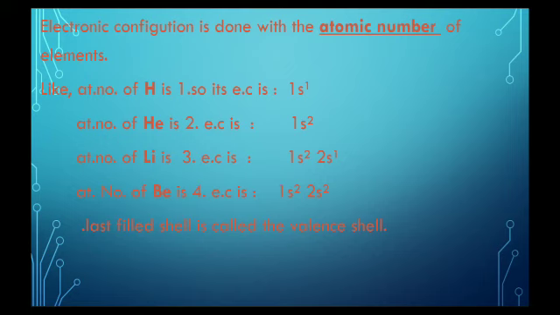Then atomic number of beryllium is 4. Then electronic configuration, EC stands for electronic configuration, is 1s2, 2s2. The maximum capacity of s subshell is 2, so I have arranged the electrons here. But if the atomic number of this element would be 5, then I would have to move to the next subshell. Clear? Now the last filled shell is called the valence shell, meaning the outermost shell.